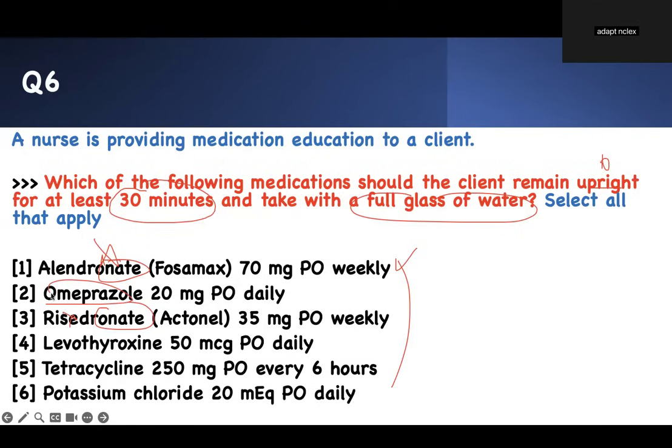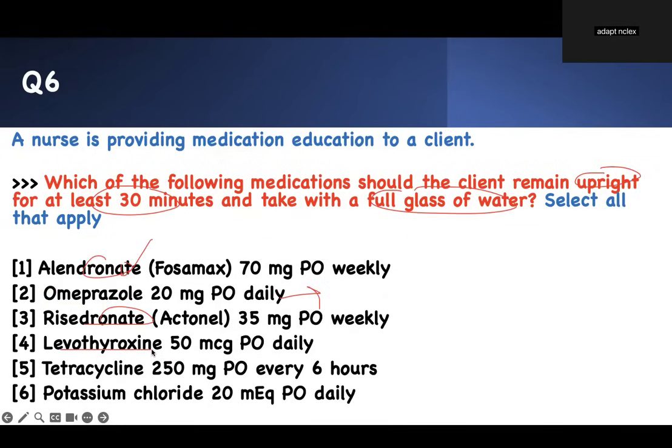Omeprazole, yeah, you take it with a full glass of water, but you don't need to remain upright. Risedronate is the same as alendronate, therefore this is right. Levothyroxine is usually taken on an empty stomach. You don't need to remain upright, but you can take it with a full glass of water, empty stomach. Tetracycline causes esophagitis. You have to remain upright with a full glass of water. Potassium also causes irritation. Therefore, you need to remain upright with the full glass of water.